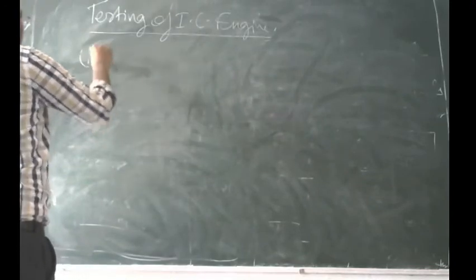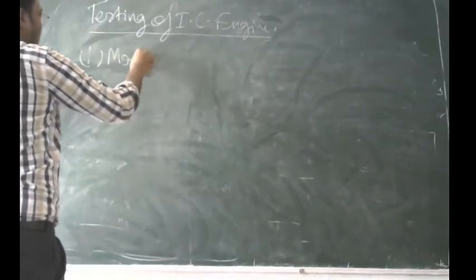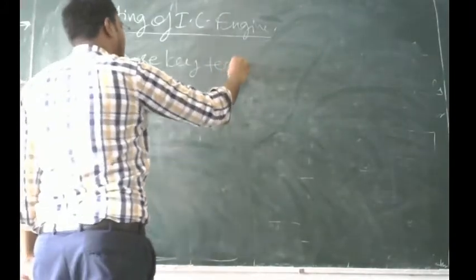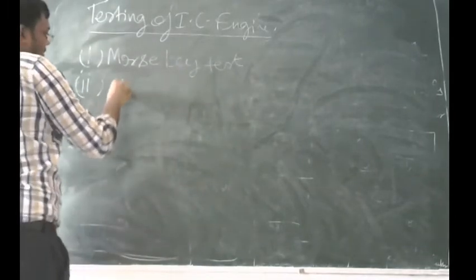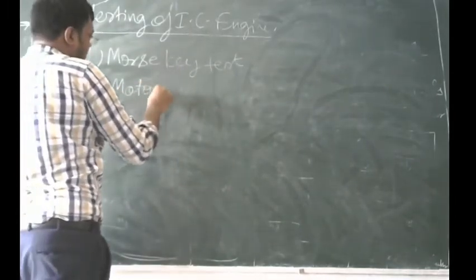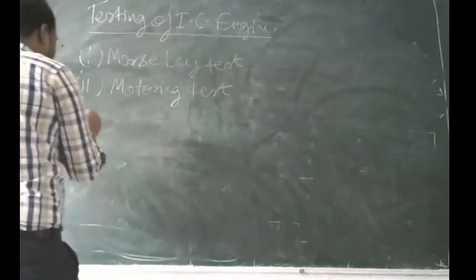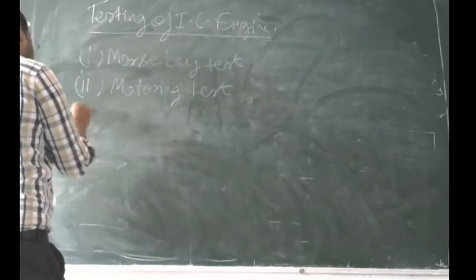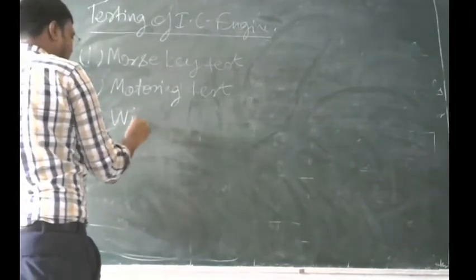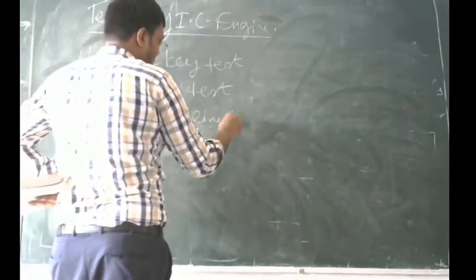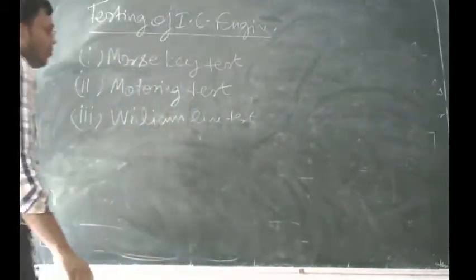First is the Morse key test. Second is the motoring test. Third is the Willans line test. These are some important methods of testing of IC engine.